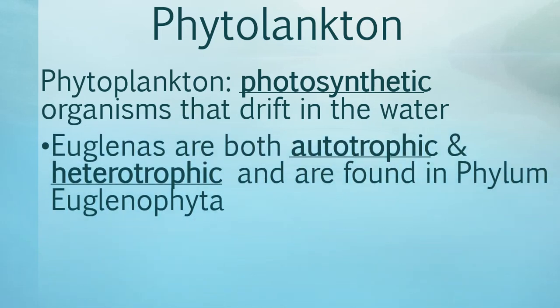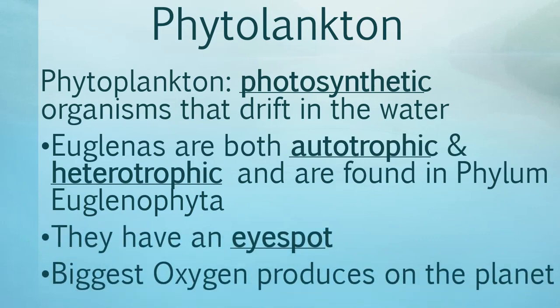The euglena that we actually already talked about are both autotrophic and heterotrophic and are found in phylum Euglenophyta, kind of a special little group there. And they have an eye spot, and they are some of the biggest oxygen producers on the planet. So we are just writing that down in the blanks above the chart. Do you see that? Where it says euglenas are both autotrophic and heterotrophic, and that they have an eye spot. Okay? But now we're going to get into the algae phyla. We're just putting this in its own special little spot right there.